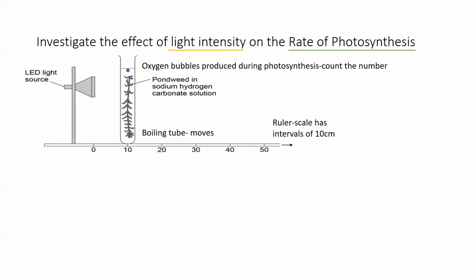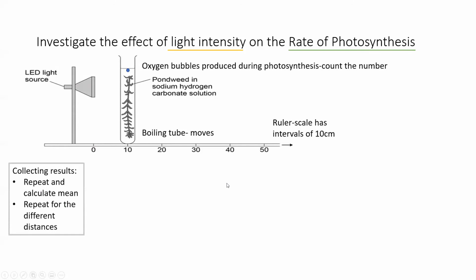What you always need to state in a method, not just for this one, but any method, is how to collect the results. And when you're collecting results, you need to say that you're going to repeat it and calculate a mean, usually. So in this scenario, 10 centimetres is the first distance. You would then repeat that 3 times and calculate the mean number of bubbles per minute. You then need to say you're going to repeat it for each distance at intervals of 10 centimetres. So you're going to repeat it for 20 centimetres, 30 centimetres, 40 centimetres, 50 centimetres. So you always need to repeat for what your given independent variable is.